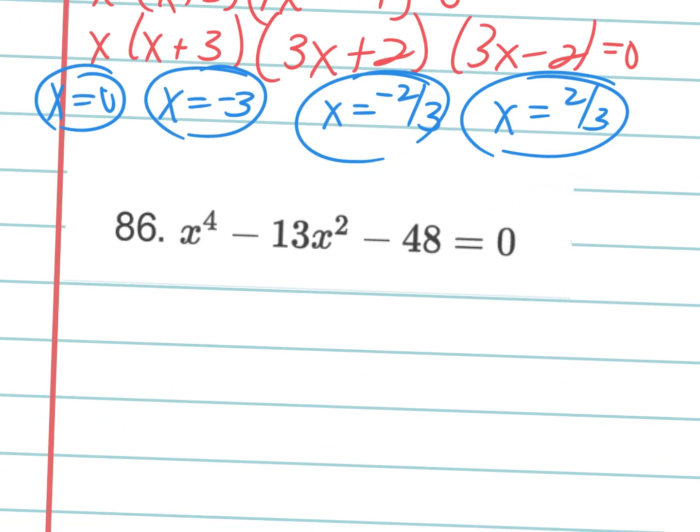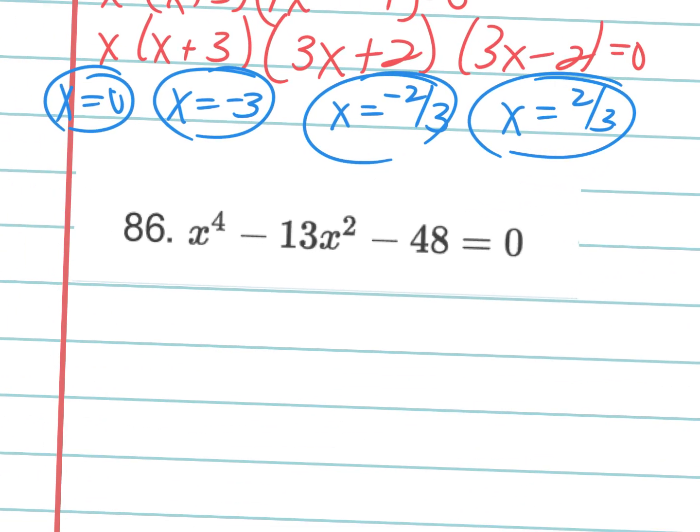We've got to really pay attention to what we're doing there. All right, in 86, this is another trinomial. This is x to the 4th. So when we have a trinomial, we try to say, can we factor this?